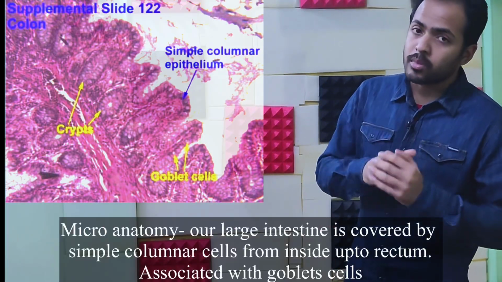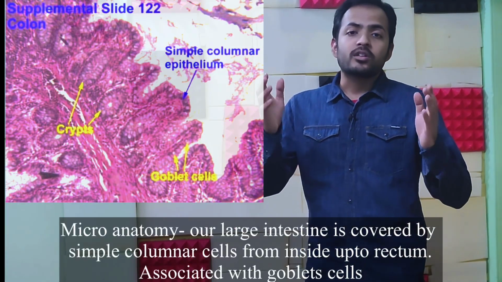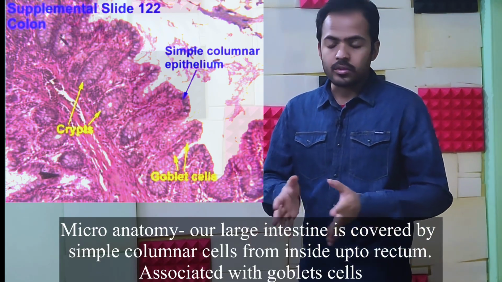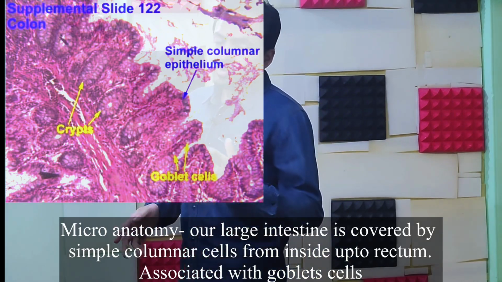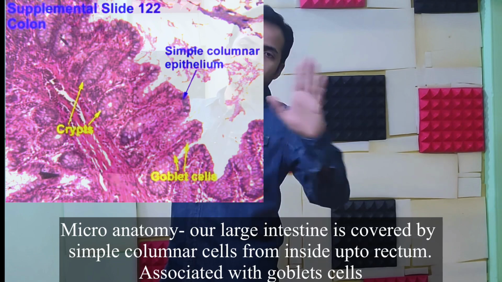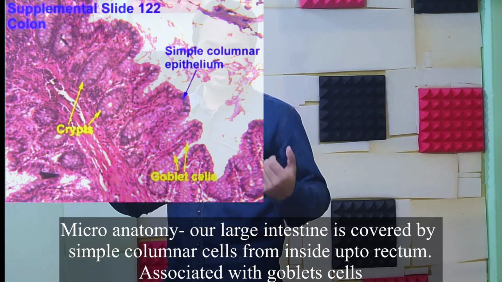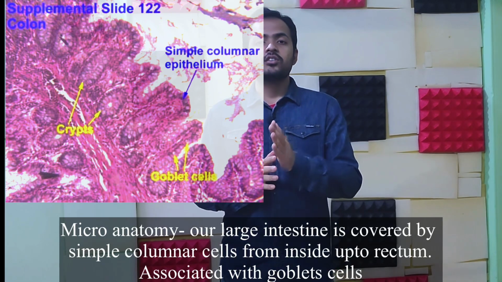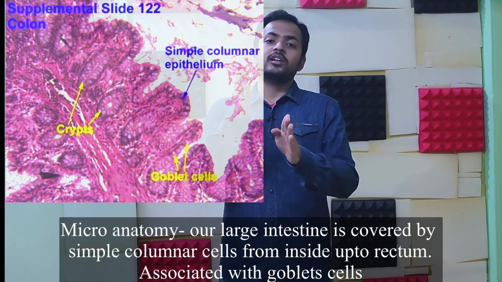Now the histology. In histology, you need to know that our entire large intestine is lined from inside by simple columnar cells associated with goblet cells. Now this columnar epithelium consists of crypts, lots and lots of crypts, for absorption purposes. Now this columnar epithelium ends at the junction of the anal canal and the rectum.